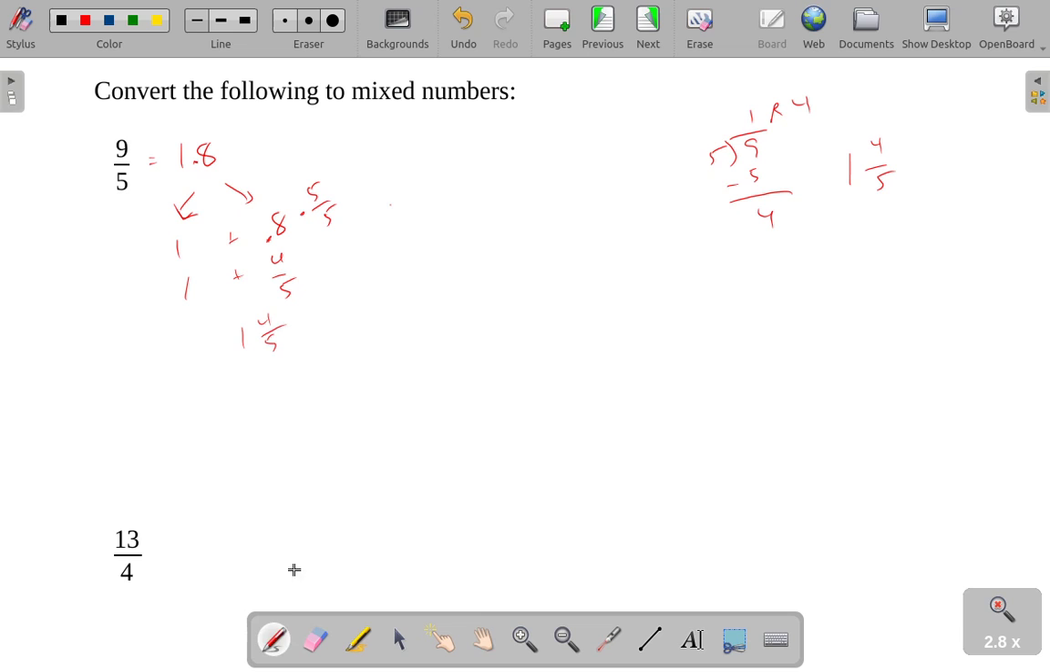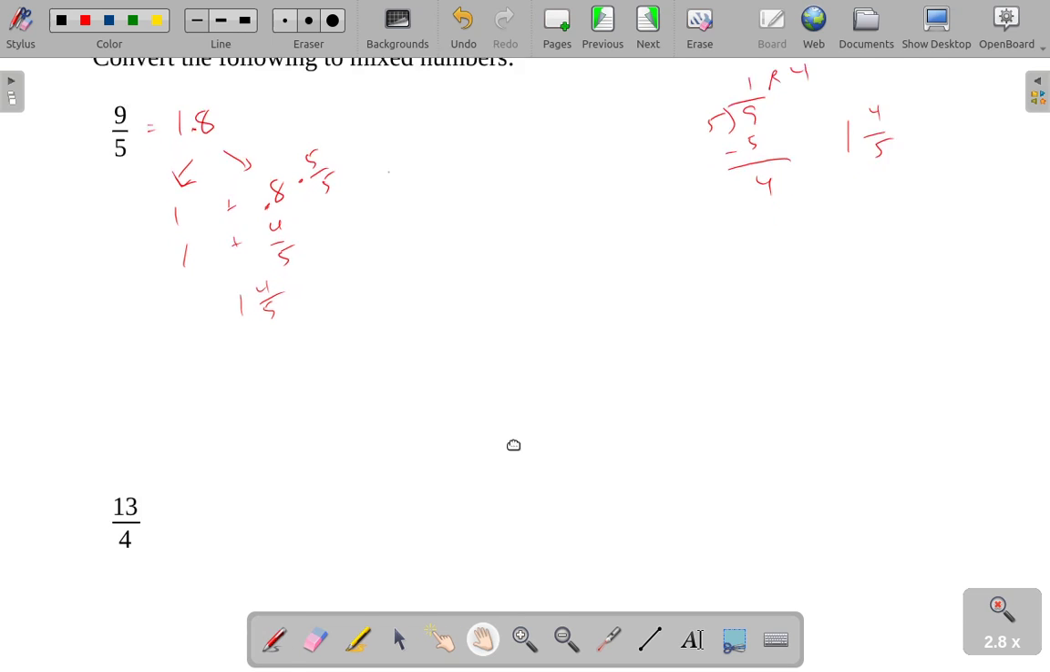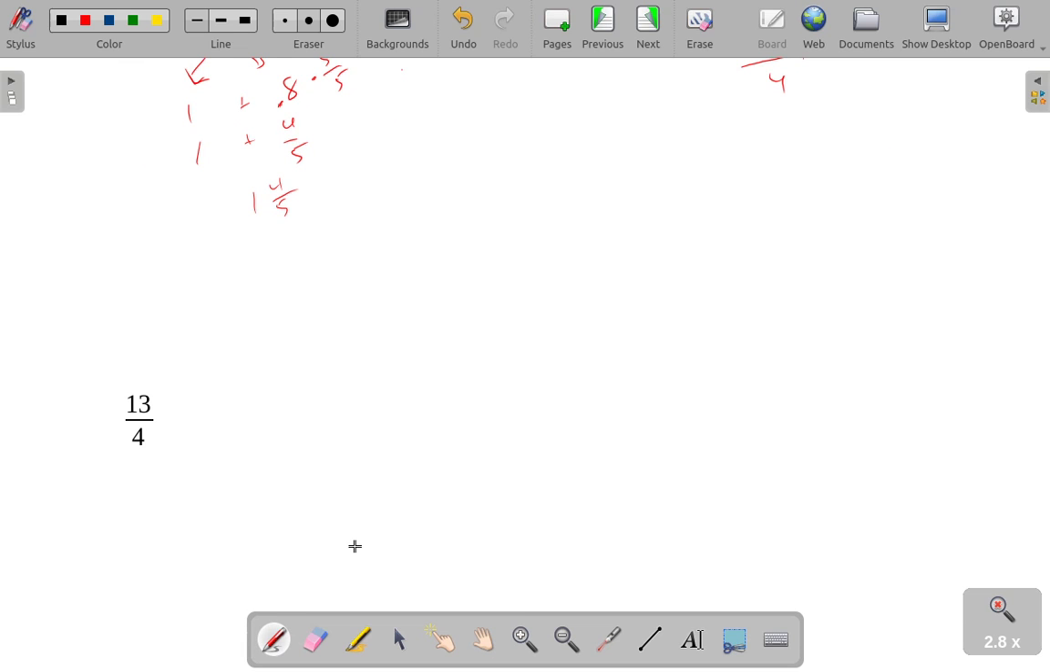So again, what I did, 9 divided by 5 is 1.8. The 1 is the whole part. The 0.8 was our decimal part. I took that decimal part and multiplied it back by the original thing I divided by, so the divisor, the 5, and that gave me a 4, which told me that the numerator of my fraction is going to be that 4. All right, let's do this again.